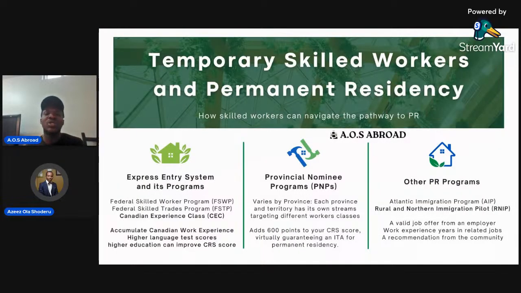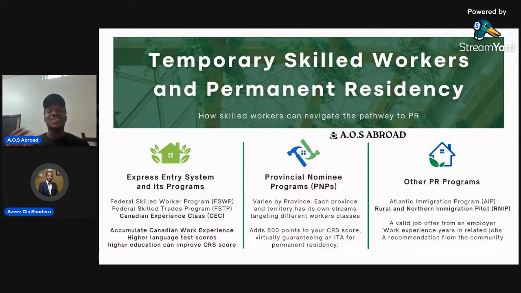Now, let's move on. Let's talk about temporary skilled workers and their pathway to permanent residence. How can skilled workers navigate the pathway to permanent residence? So let's assume you are already in Canada. You have the work permit. Maybe you have a 1 year contract or 2 year contract. There are some ways you can go about it. Number one is the Express Entry system and its programs. As I said before, you can use the Federal Skilled Worker Program, the Federal Skilled Trades Program, and the Canadian Experience Class programs. And what eligibility do you really need for this? Firstly, you need to accumulate Canadian work experience, have higher language test scores, and have higher education, which can help you improve your CRS scores.